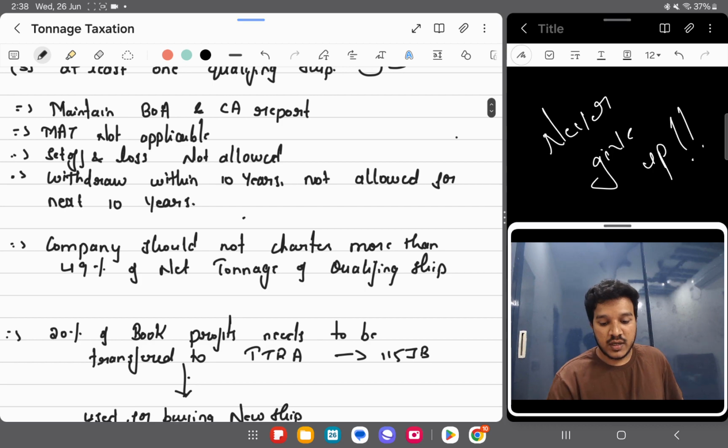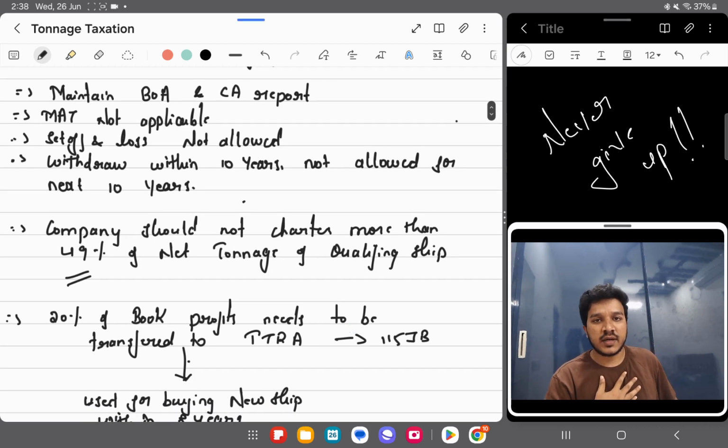Now, companies should not charter in more than 49% of the net tonnage of the qualifying ship. Here, say I am running a shipping company. I can give my ship on rent to another company that wants to transfer its cargo from one place to another. That is called chartering in. So I am getting income from chartering in, meaning income on rent. That should not be more than 49%.